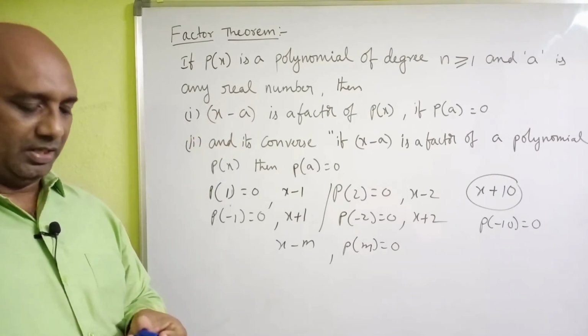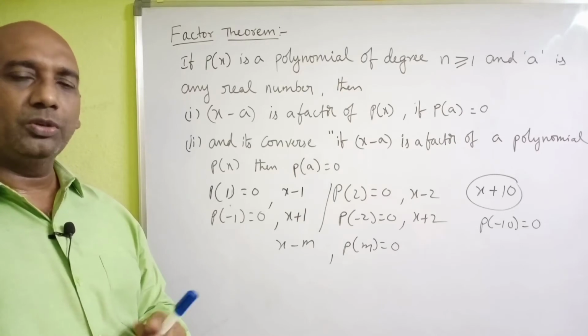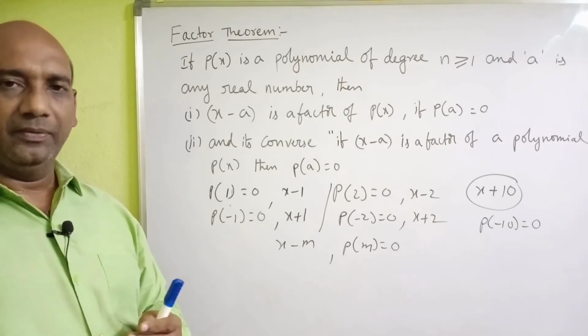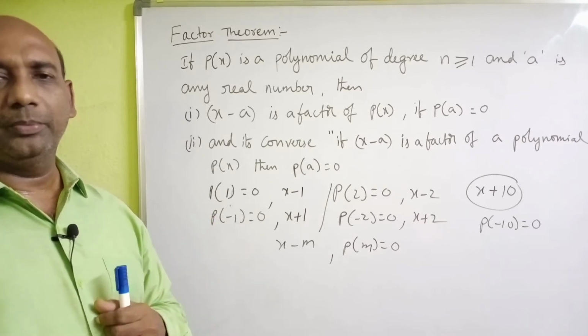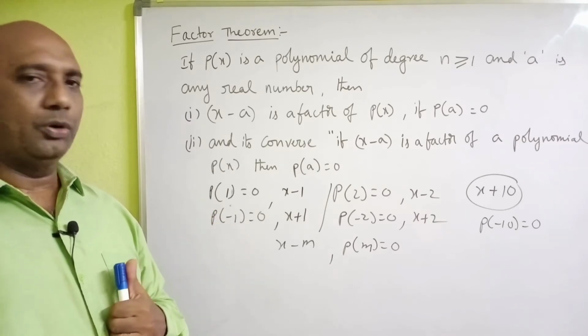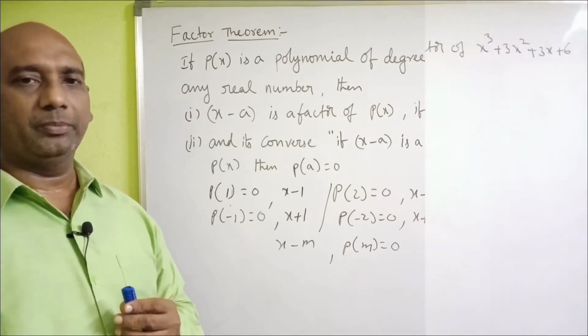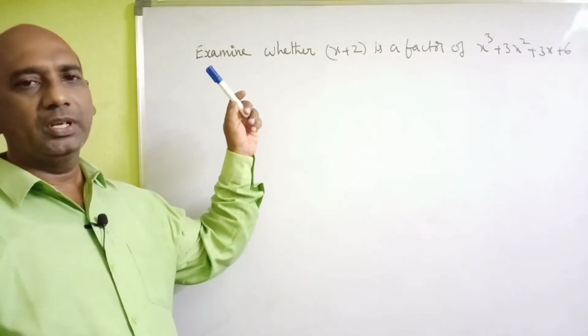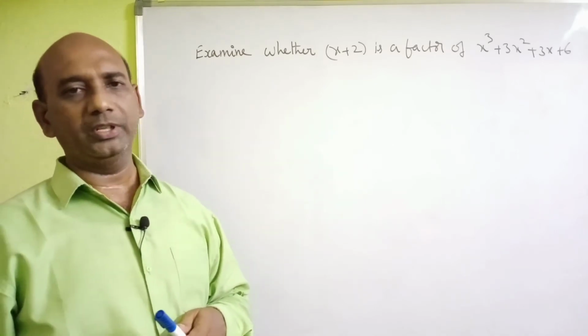Now let us learn how to factorize the given polynomial. Whether it is a second degree, third degree or fourth degree polynomial, we will learn how to factorize, how to find the factors of the given polynomial. Let us solve some examples related to this factor theorem, and then we will go to the factorization of polynomials.